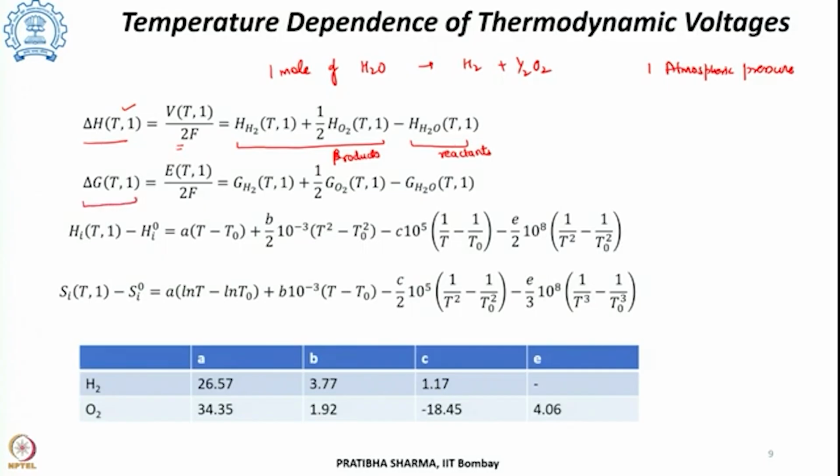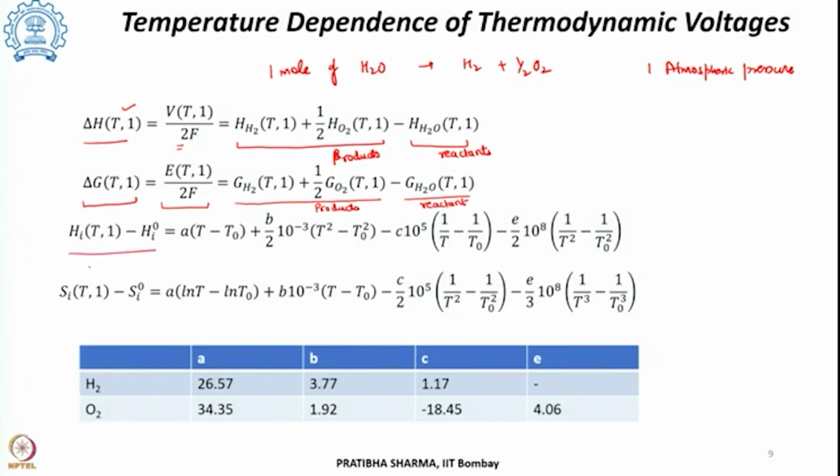Same can be done for finding out delta G value, which is the reversible cell voltage or the free energy voltage divided by 2F, and this is again subtracting the Gibbs free energy of reactant, which is water here, from that of the products.